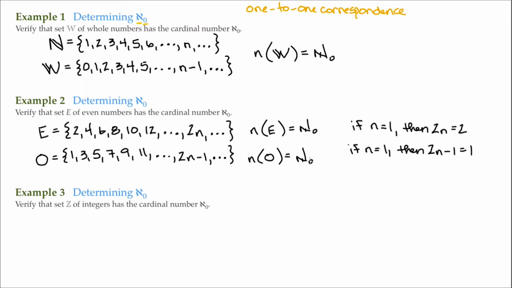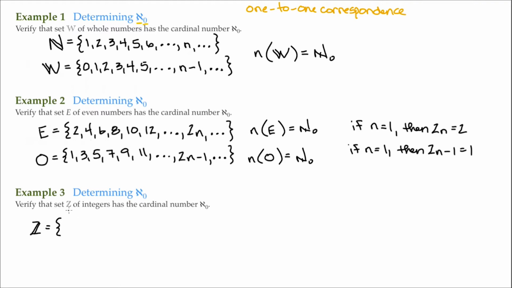And finally, for the last one here, it says verify the set Z of integers has the cardinal number of Aleph null. Now you could think of integers as the whole numbers and their opposites, meaning their negatives. Don't forget 0 is the origin, so it's not going to have a negative. So I'm going to put in the integers here. Now, since we're doing counting, usually it just goes in one direction. I'm going to list all the integers only going in one direction.